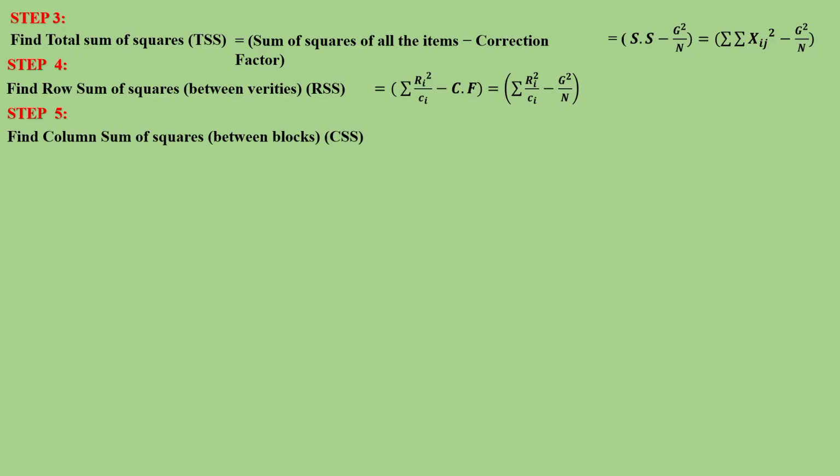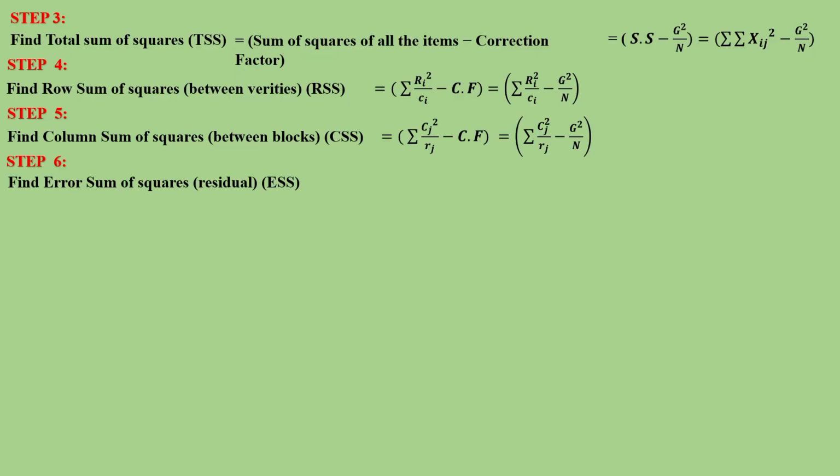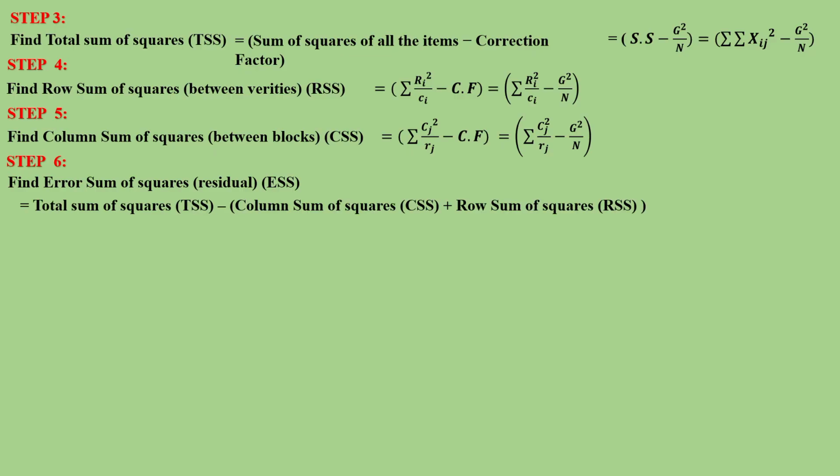Then you have to find the column sum of square between blocks, CSS, that is equal to summation Cj square by Rj minus CF. Next, you have to find the error sum of square or residual sum of square, right? So that is equal to total sum of square minus column sum of square plus row sum of square. You have to add column sum of square and row sum of square, then subtract both from total sum of square.